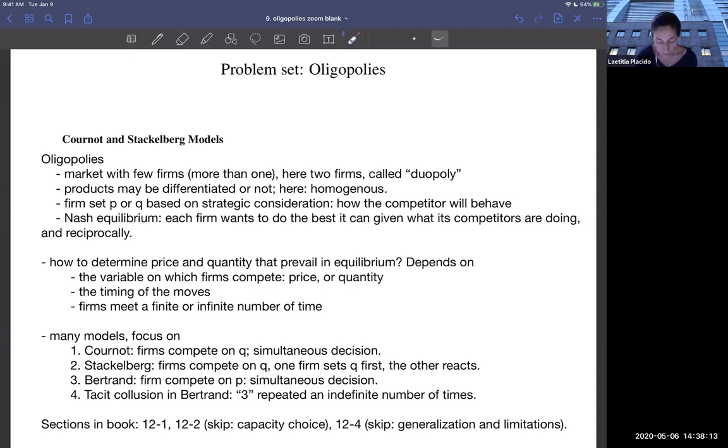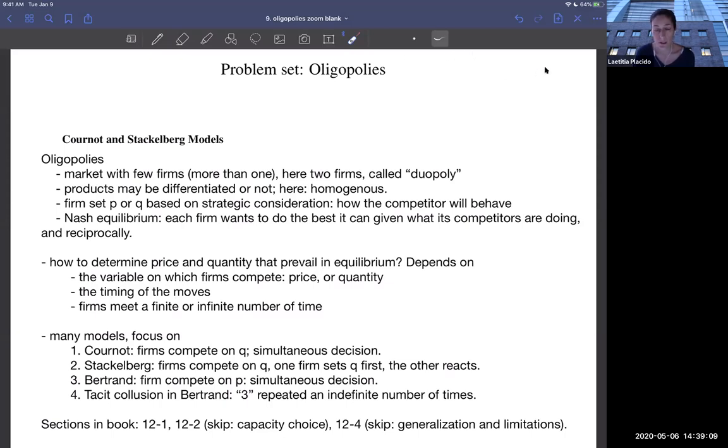Okay, so just to review, to give a little bit of background here. What are oligopolies? So far we have studied perfect competition, which is a market situation in which you have many firms. That's one extreme. And we have also studied monopolies. That's the other extreme. You have only one firm in the market. So oligopoly is basically any market situation that lies between perfect competition and monopoly. In oligopolies, you have a market with few firms, but more than one firm. And here we are going to focus on the case where you have two firms. When you have two firms, we call that a duopoly.